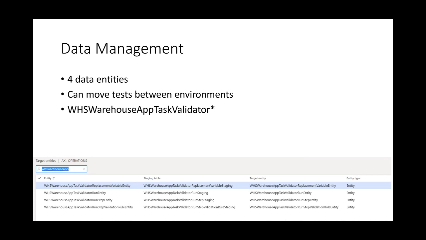So we have shipped 4 data entities with this framework, each one corresponding to those four major data elements in the UI: the task object, the variable data, the recorded steps, and the validation rules. All of these can be exported, including the XML, and imported into another environment using these 4 data entities. And they all start with WHS Warehouse App Task Validator if you're looking for them.